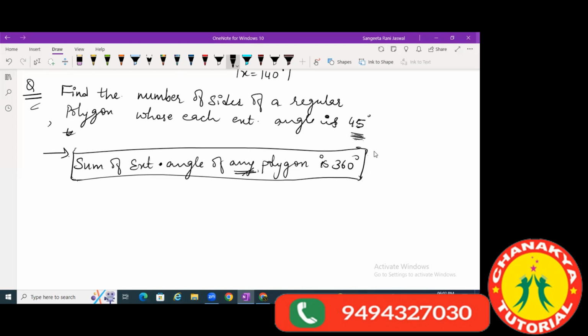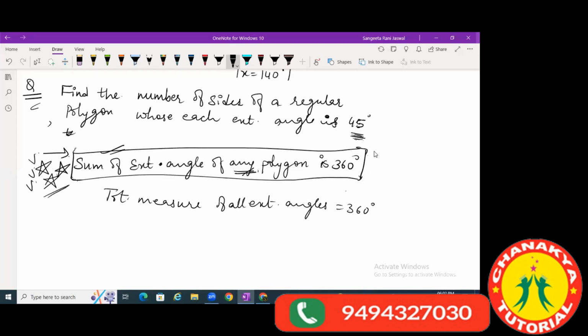So the total measure of all exterior angles, we know, is 360 degrees, right? The measure of each exterior angle is also given to you. So let's write down whatever we know about this. Total measure of all exterior angles is 360 degrees. We know that with this property, this is a very, very important property to do such types of sums, right?